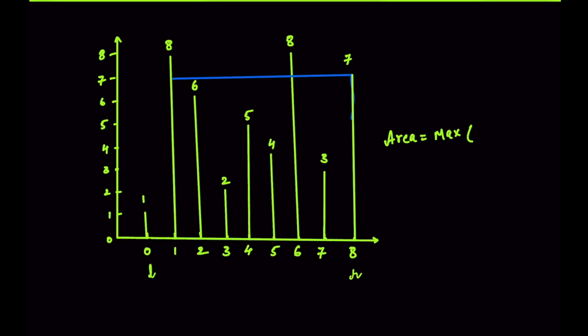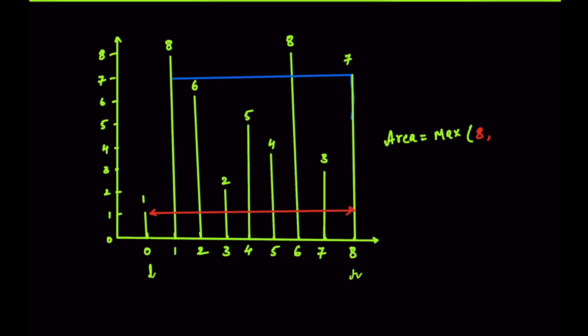Here my left pointer is at index 0 and my right pointer is at index 8. In this case, the maximum area that can be formed is going to be 8. The reason it is 8 is because the lowest height is 1, and the distance between the left pointer and right pointer is 8. So it is going to be 1 into 8.